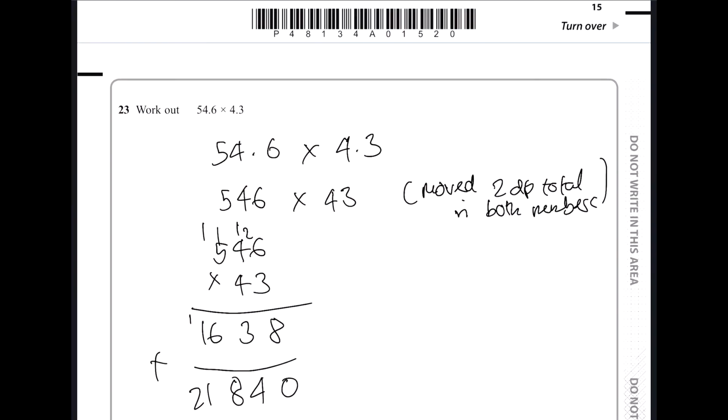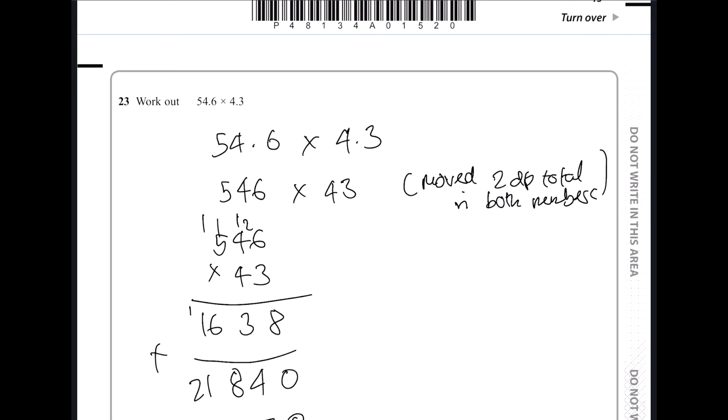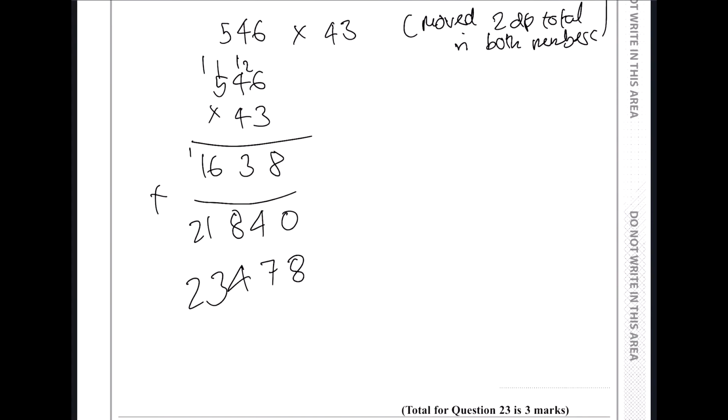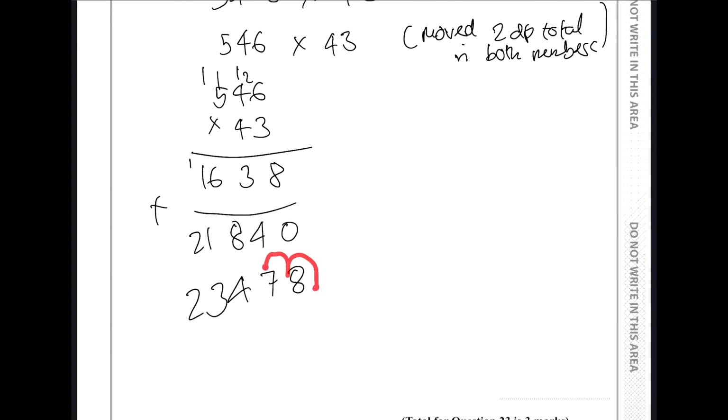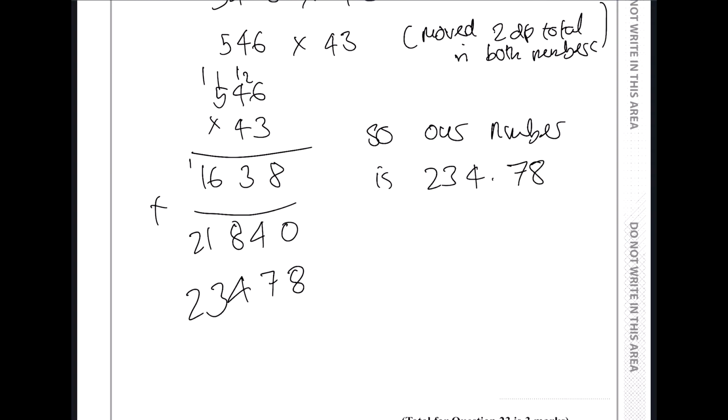And now we've got our number, we insert the decimal points back. So we moved 1 space to get to here, and 1 space to get to here. So in total, we need to move 2 spaces back. 1, 2. So it goes there. Oh, sorry, and I'll write that. So our number is 234.78. Okay.